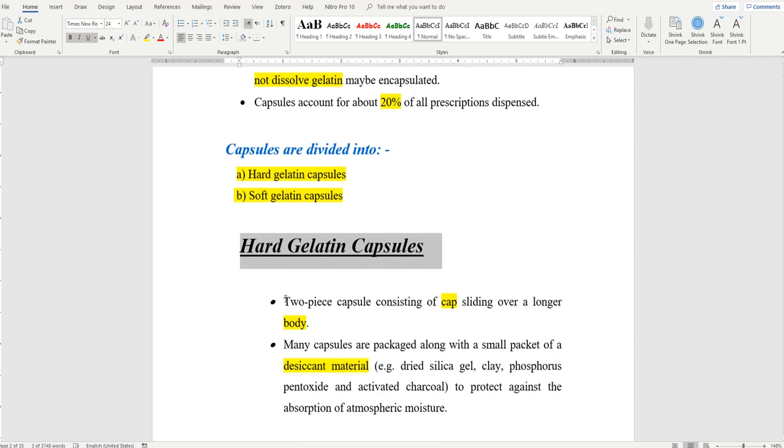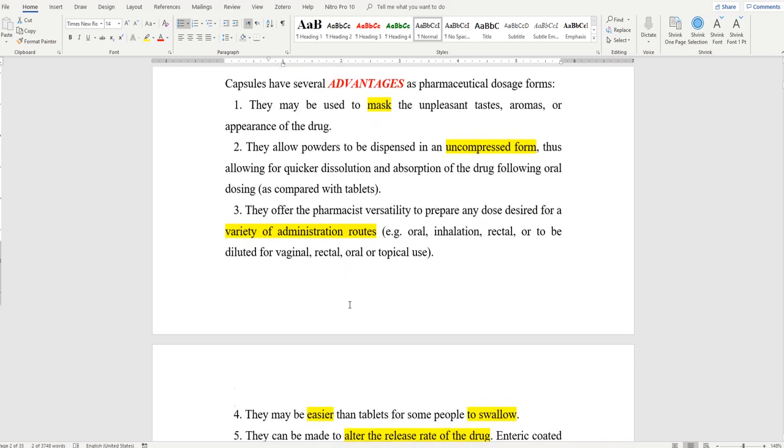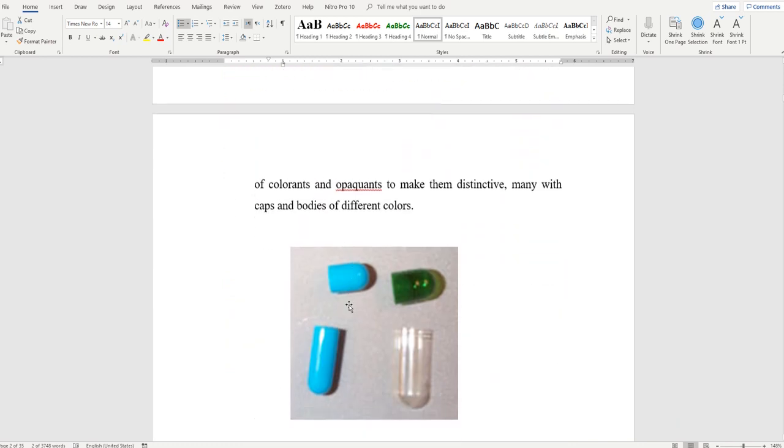But if you remember, we said that hard gelatin capsules are also referred to as two-piece capsules. Okay? Now, soft gelatin capsules are not two-piece capsules. So this is a difference. Here we have two pieces. We said, what are these two pieces? Let's look at them.